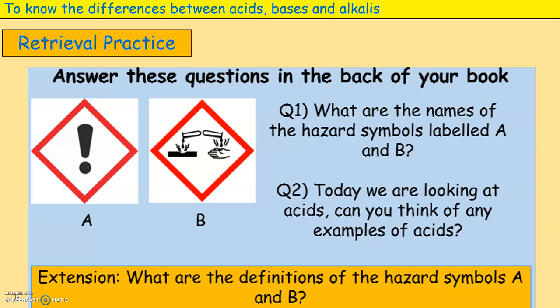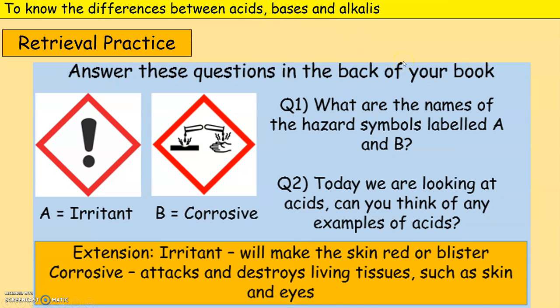All right, let's continue. So A is an irritant, and B represents corrosive. Now, the extension was asking about the meaning of A, which is irritant.